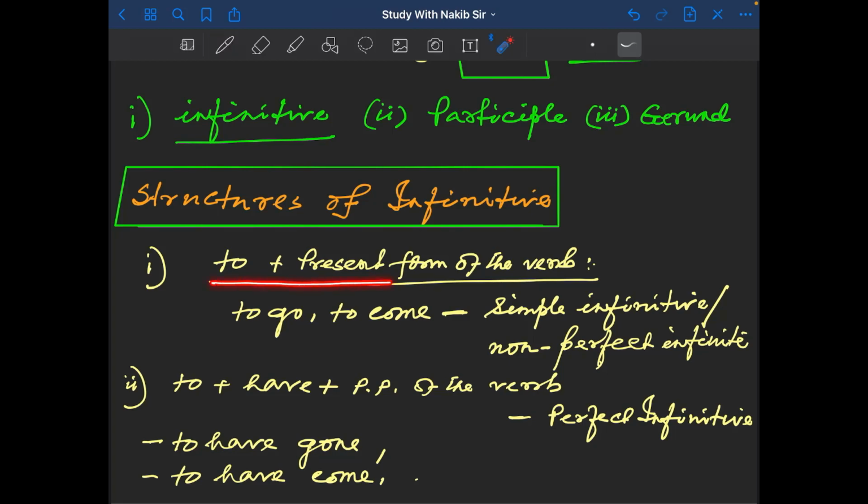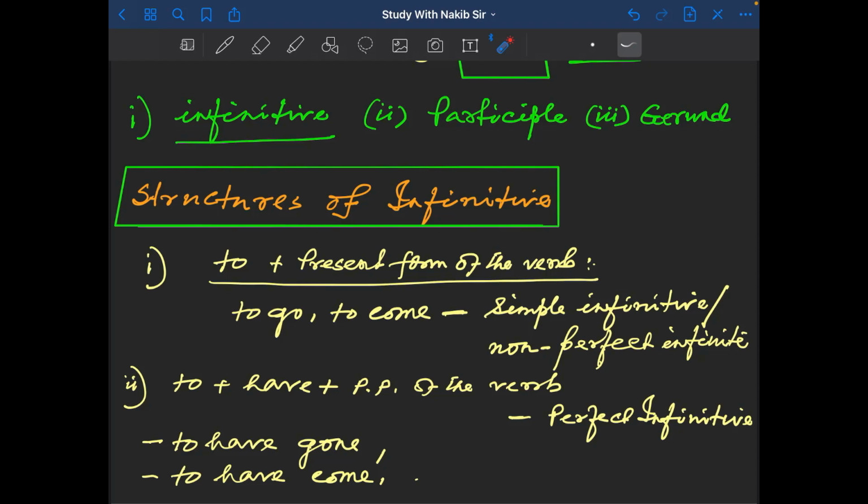Number one, to plus present form of the verb, to go, to come, etc. These infinitives are called simple infinitive from the structural point of view. Simple infinitive, and this infinitive is sometimes called non-perfect infinitive. And another one is to plus have plus past participle of the verb. It is called perfect infinitive. To plus have plus gone, to have gone, to have come. These are called perfect infinitive, and to go, to come, these are called non-perfect infinitive.